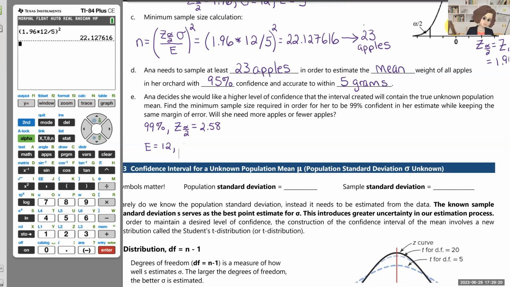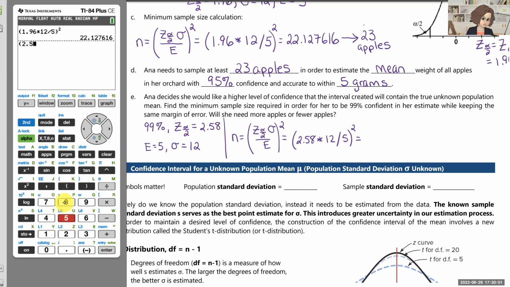And I'm sorry, that's 5. It's her standard deviation. That is 12. Okay, I'm going to write the formula again. Always good to just practice writing formulas. It flows more easily as we continue to write. So Z alpha over 2 times sigma over margin of error squared. All right, so 2.58 times sigma divide by margin of error and square.